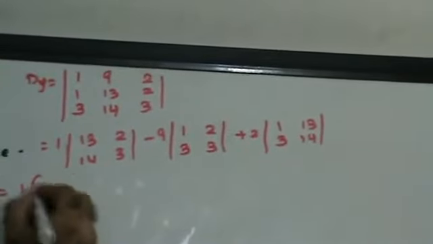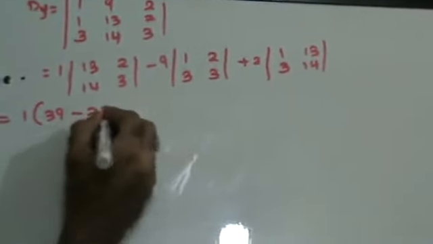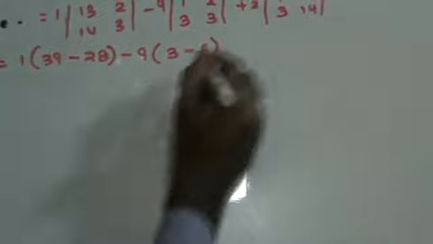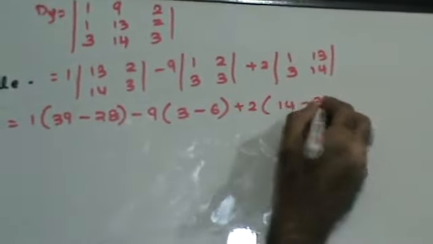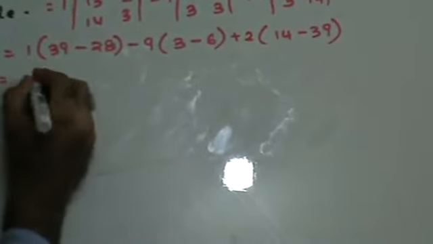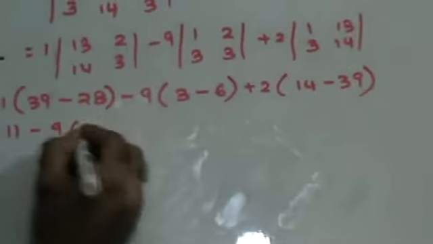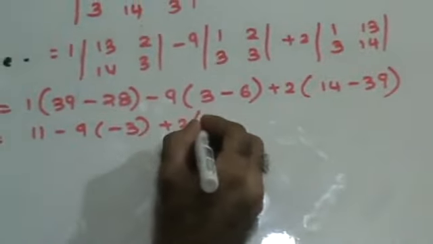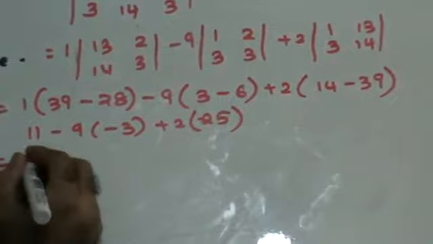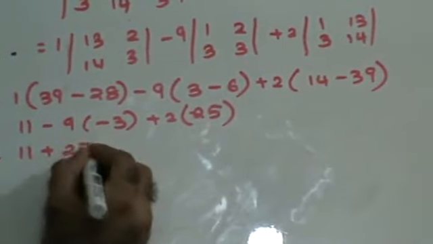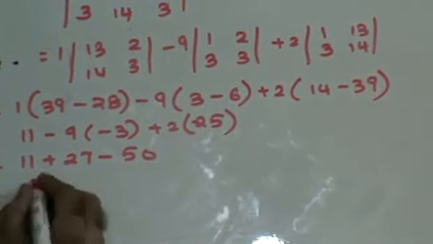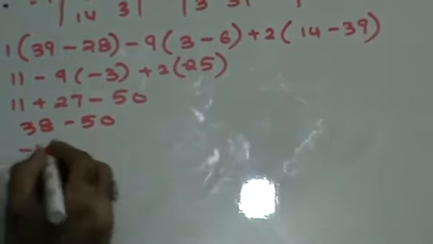So this is going to be 1 times 39 minus 28, minus 9 times 3 minus 6, plus 2 times 14 minus 39. Right? So this is going to be 28, 38, 39. Right? Minus 9 minus 3 plus 2, 39, 29, 25. Minus 25. Now this is going to be 11 minus into minus plus 27 minus 50, 27, 37, 38 minus 50, which is minus 12.